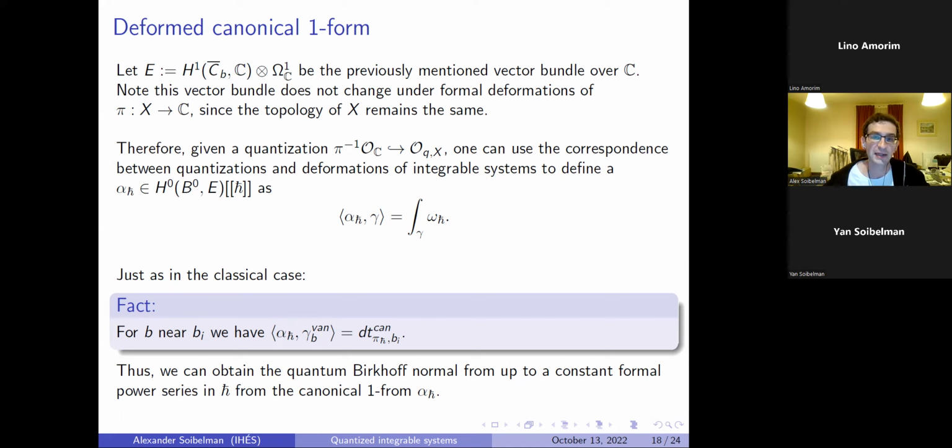So once again, you have the deformed symplectic form omega, and you can integrate it over this one cycle. And the second fact is just the counterpart of the first fact: once again, if you pair with a vanishing cycle, then you recover dt canonical. And because dt canonical can be used to find the quantum Birkhoff normal form, you can find the quantum Birkhoff normal form by writing down this dt canonical, or by knowing the canonical one form. But again, you get it up to constant, which in this case means constant for all power series in h bar. So this is sort of the quantum case.